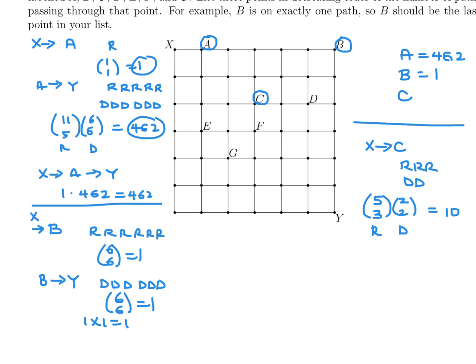Now, in case you're a little confused, I'll just write down a couple. You can have R, R, R, D, D, or you can have R, R, then down, and then R, D, and so on. And there's 10 such combinations.